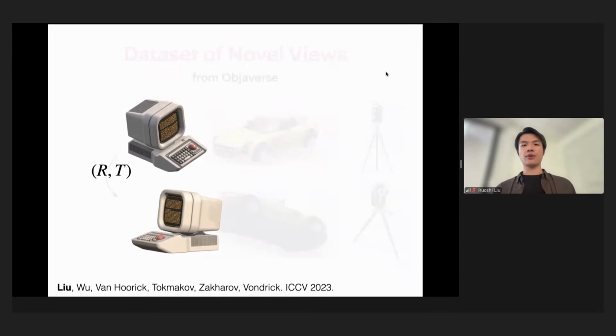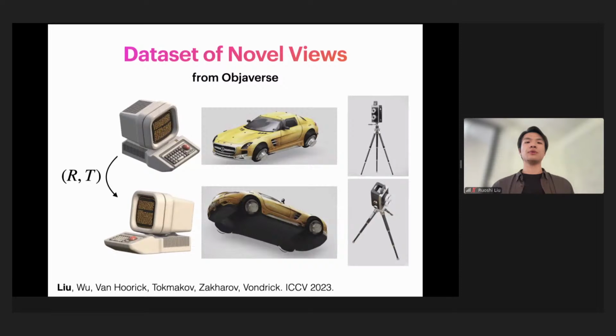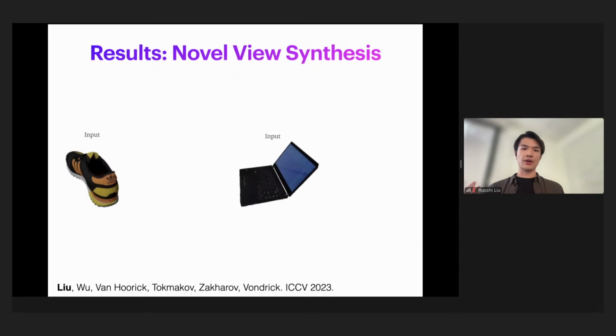And the way this model is trained is basically we use Objaverse and render a dataset of novel views, right? So we take the 3D assets, we randomly sample 2 views, and because everything is synthetic, we have the ground truth RT matrix here, right? So we have an input view, we have the output view, and we have the camera transform that describes the transformation between the two views. With these, we basically train Zero123.